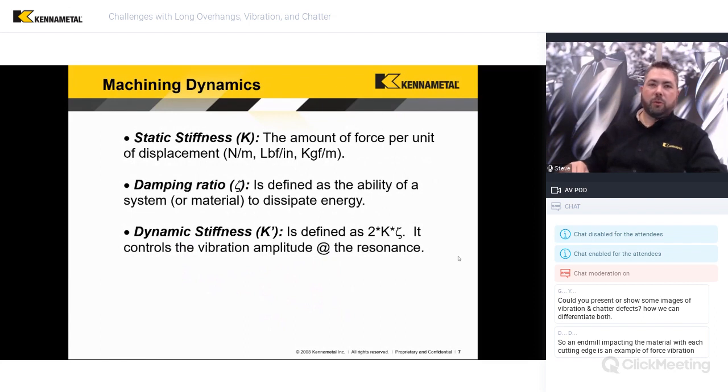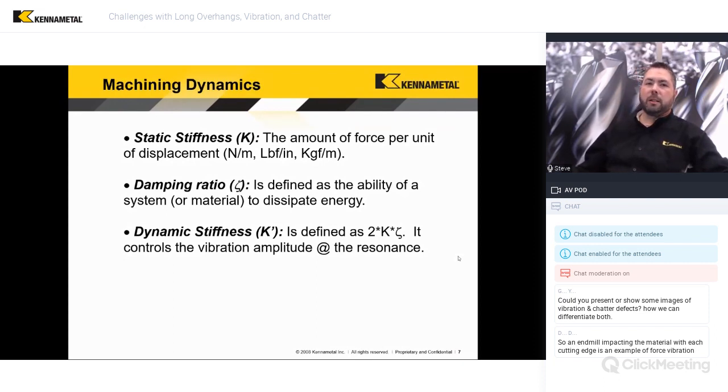Just some interesting terms here. We're going to try to cover a few key points of some vibration theory. We're not going to go too deep into it today just because of time, but we want to get some things out there that hopefully will help you. So some things that play into machining dynamics and vibration as a whole.